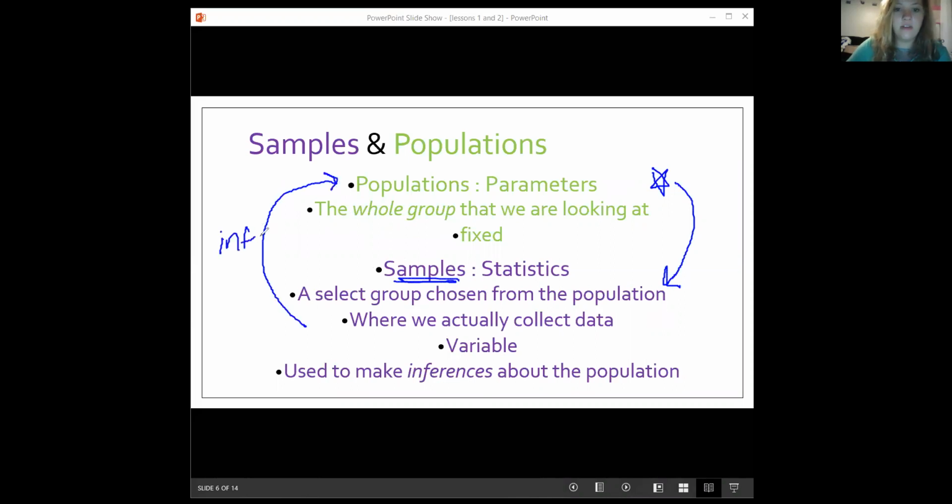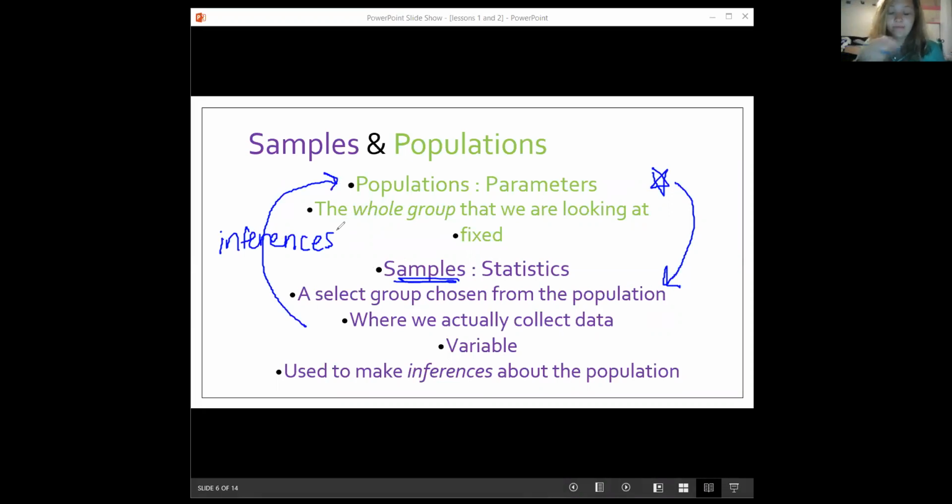Inferences, for instance. Okay. So that's kind of how it works. We have a population, take a sample from it, get data from that sample, and whatever information we get from there, we're going to make inferences about our population. All right.